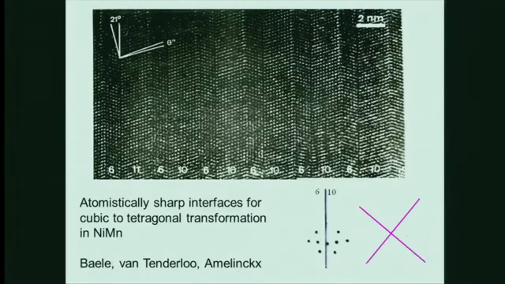So here's a high resolution picture of a cubic to tetragonal transformation in nickel manganese. Just looking at it, you can see a sort of piecewise affine deformation of the material. This is below the transformation temperature, so it's in the low temperature phase, martensite. And you see that there are layers separated by vertical interfaces. Here I should say that each dot represents a column of atoms perpendicular to the screen.